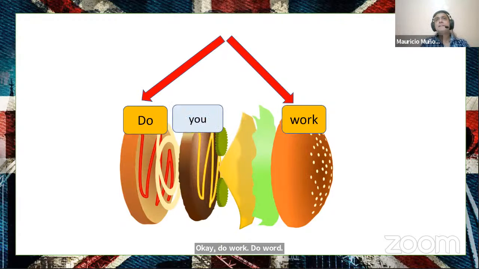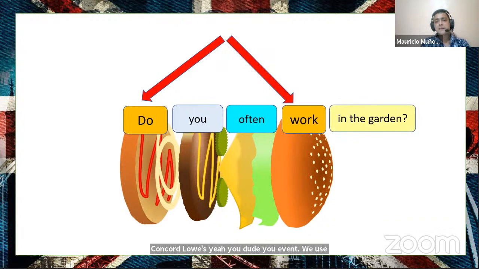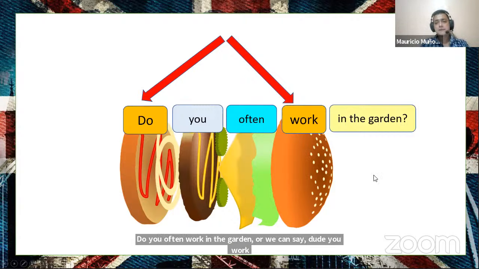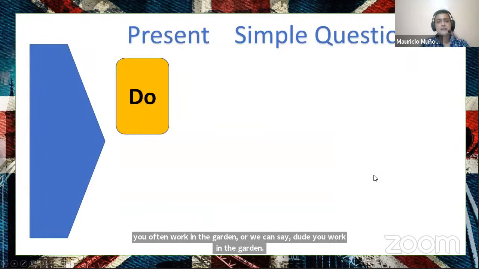Then we have the subject. Aquí podemos tener un sujeto. Recuerda que el sujeto tiene que concordar con el auxiliar. You, do you. And then we use sometimes an adverb of frequency. Do you often work in the garden? Or we can say, do you work in the garden? Take a look.